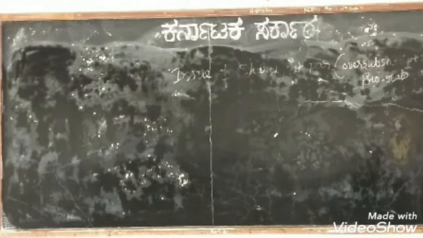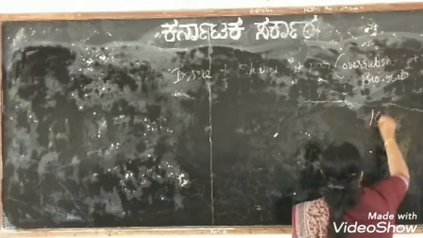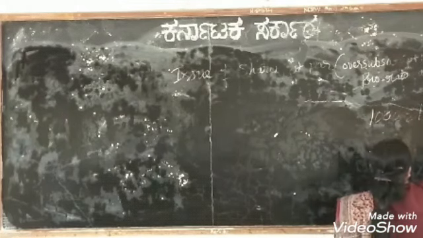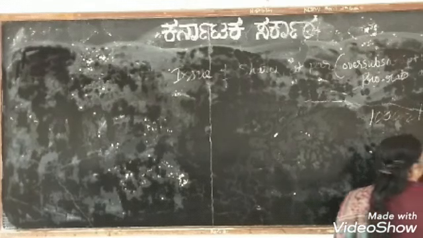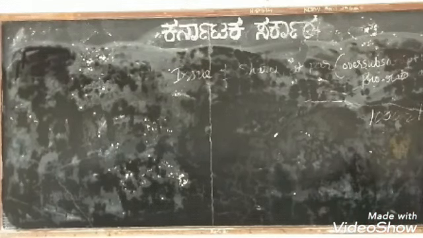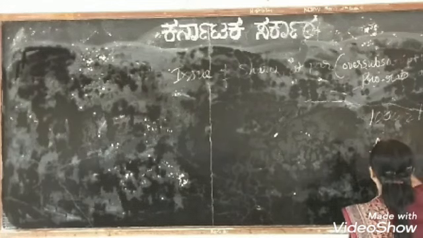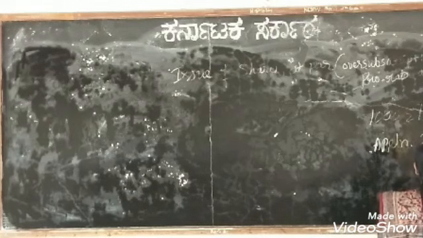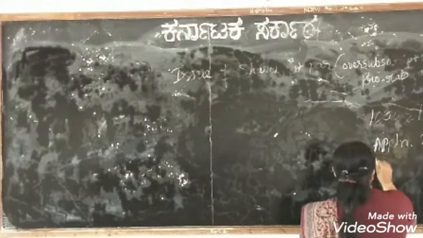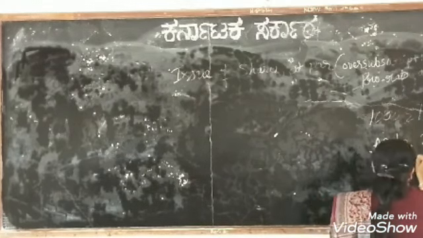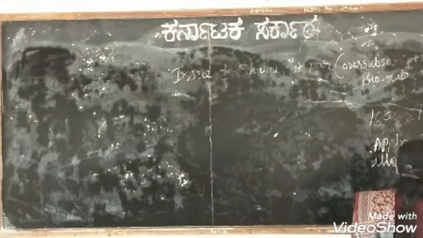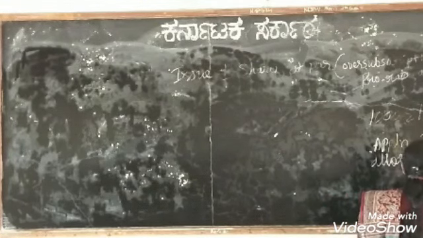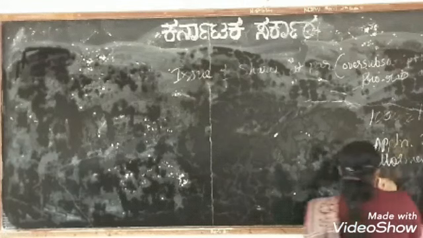The India Limited issued a prospectus offering 1,000 equity shares of rupees 10 each on the following terms. Payable on application money, how much? Rupees 2 each. And allotment money, rupees 4 each.